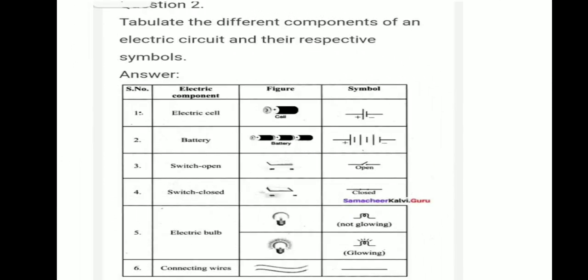Question 2. Draw the different components of an electric circuit and their respective symbols. If you look at the picture: electric cell symbol, battery symbol, switch open symbol, switch closed symbol, electric bulb not glowing and glowing, and connecting wires symbol.